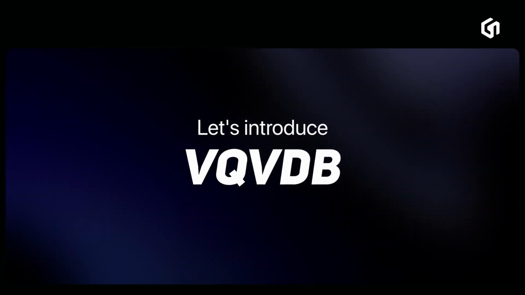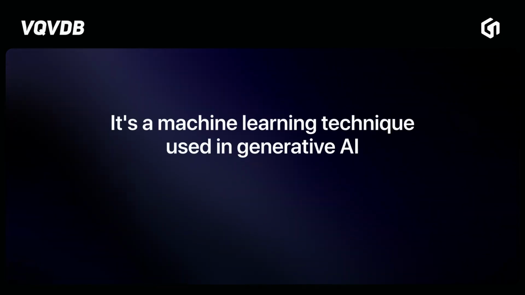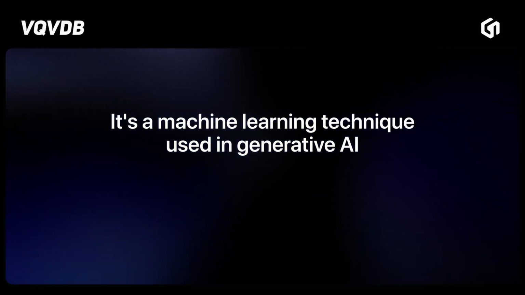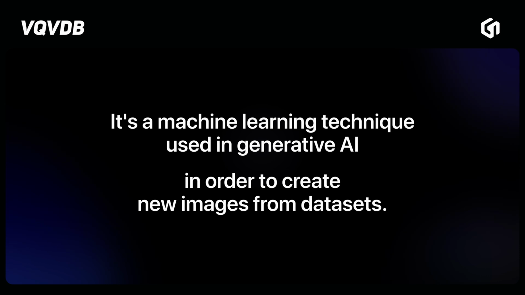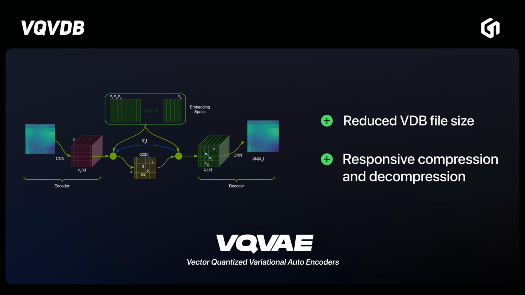It starts from a weekend project after watching a video about variational autoencoder. It's a machine learning technique also used in generative AI in order to create new image from data sets. There's a variant of variational autoencoder called vector quantized variational autoencoder. It's used in VQVDB and aims at reducing VDB file size while maintaining a responsive enough compression and decompression time.